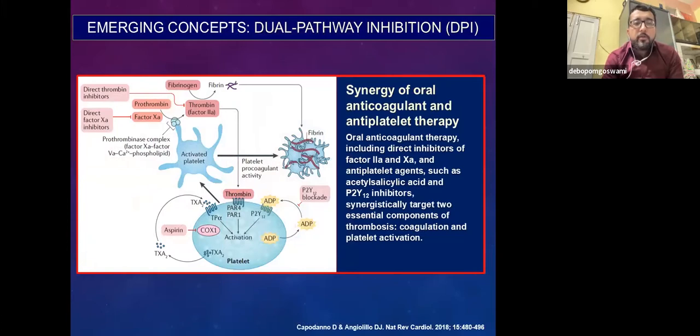Now, there is an emerging concept of dual pathway inhibition, that is oral anticoagulation therapy, including the direct inhibitors of factor 2A and 10A, and antiplatelet agents such as aspirin and the P2Y12 inhibitors. They synergistically target two essential components of thrombosis, that is coagulation and platelet activation. Next slide.